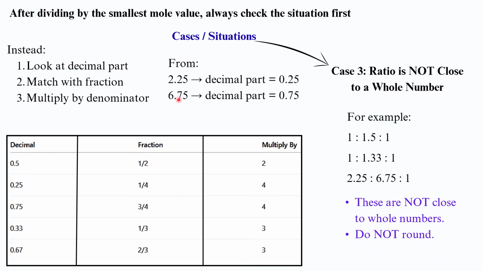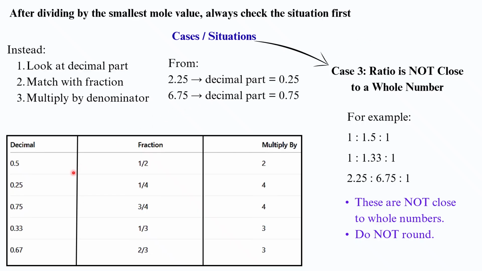And not even they are close to a whole number. So what I will do is directly separate the decimal part. I can see that in the first number the decimal part is 0.25, and in this one the decimal part is 0.75. Now you just have to check this particular decimal part with this table, for which one this number is very close to.